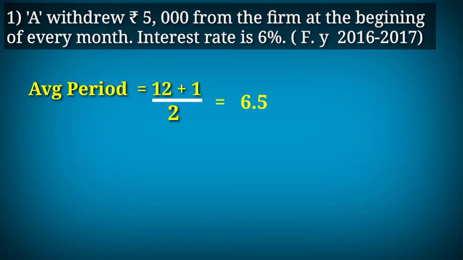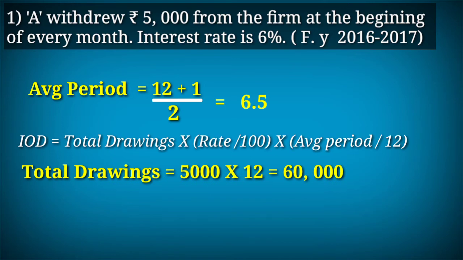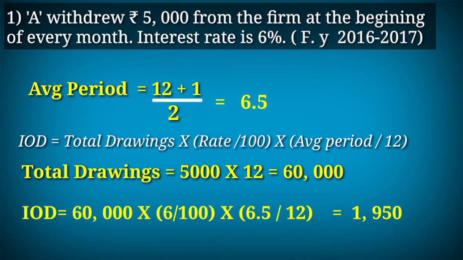Next, we have to calculate the interest on drawings by using this formula: total drawings into rate divided by 100 into average period divided by 12. So here total drawings is 5,000 per month. 5,000 into 12, that is equal to 60,000. So interest on drawings equal to 60,000 into 6 divided by 100 into 6.5 by 12. The amount would be 1,950.